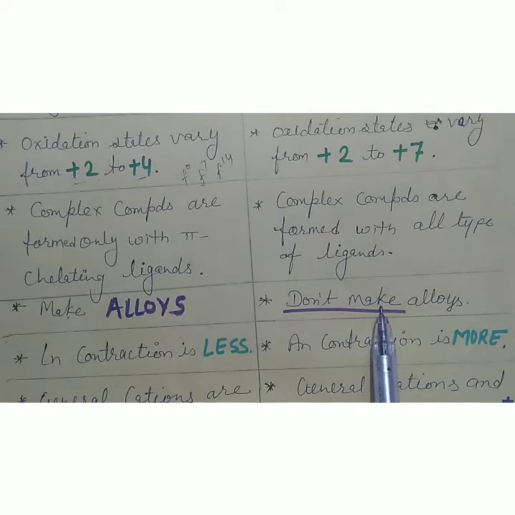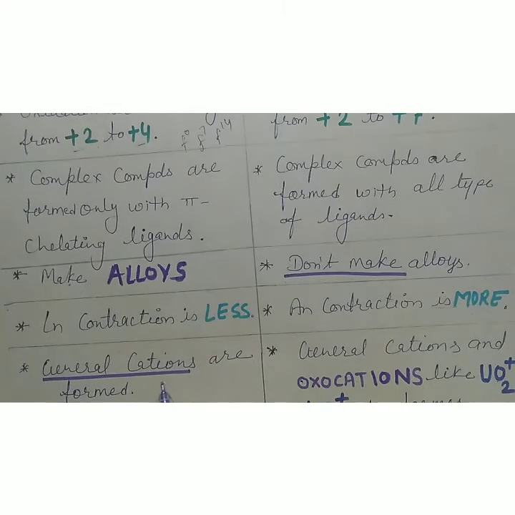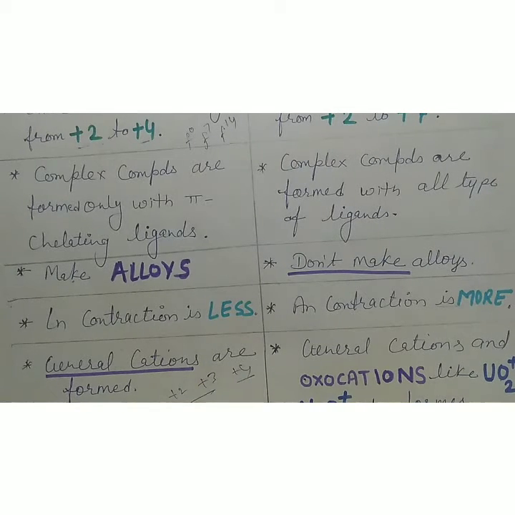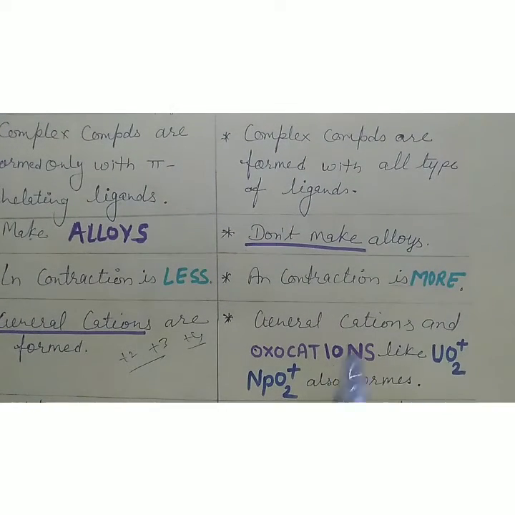No alloys are present of actinides. Lanthanide contraction is less, but actinide contraction is more. General cations are formed in actinides. Only general cations means +2, +3 or +4. Normal cations are formed. But in actinides, general cations are formed.